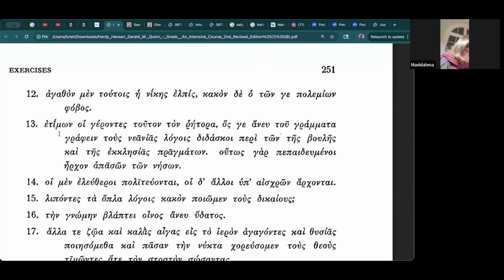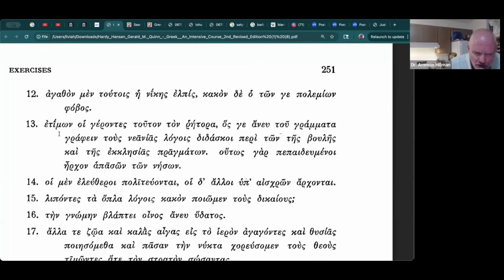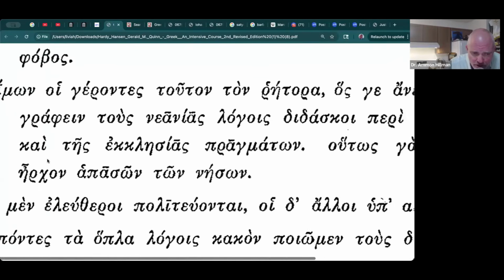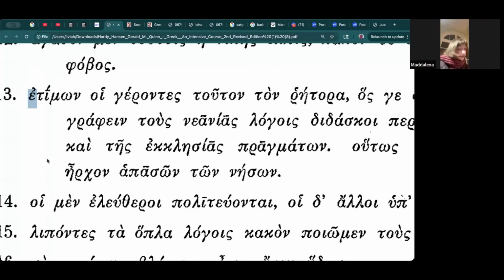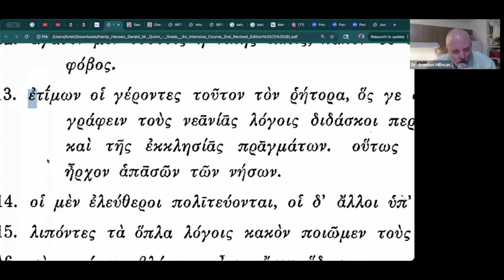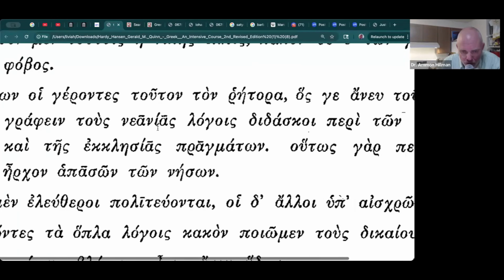Etimon is a contract verb from timao. Notice it's got an epsilon augment on the front of it, and the ending is omega nu. Why? Because it's an alpha with an omicron there. So this is an imperfect. The old men were honoring tuton ton retora.